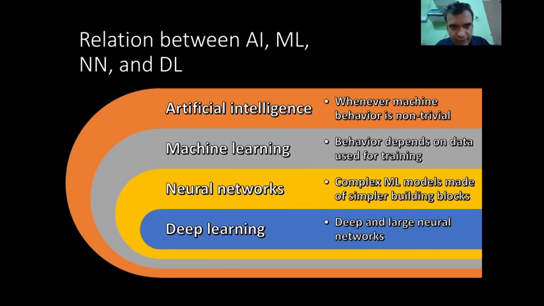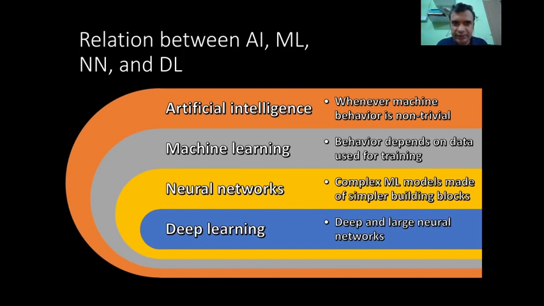So now let's look at how these terms are related: artificial intelligence, machine learning, neural networks, and deep learning. So artificial intelligence is sort of like an umbrella term. So whenever a machine has a behavior that is non-trivial, we call it artificial intelligence. But it doesn't have to be based on learning. It could be based on a fixed algorithm that you code a series of steps, and those steps are very complicated, so it seems as if the machine has some intelligence.